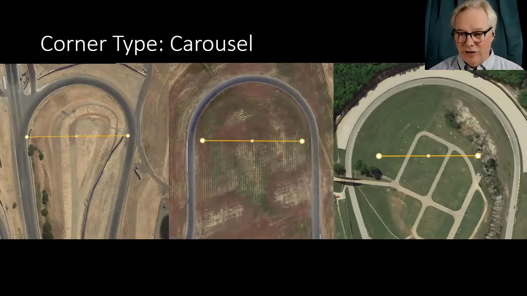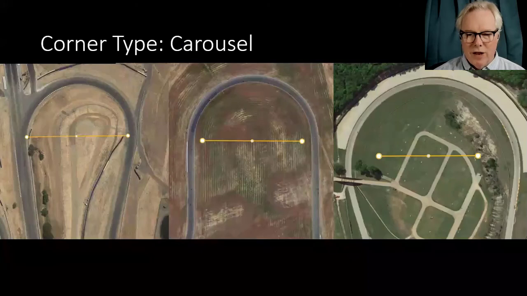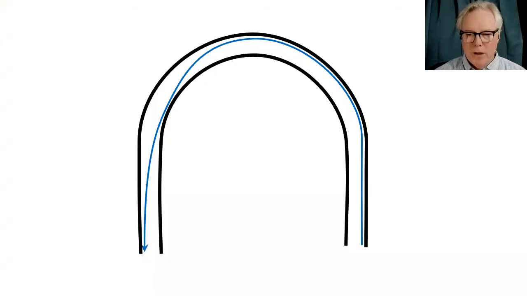Here's another example of a corner type. I call this carousel. Two of these corners are actually named the carousel. Does anybody recognize where these corners are? Far right is, again, Road America, the carousel. In the middle, we've got turn 2 at Thunderhill. And then on the left, we've got the carousel at Steers Point. So this diagram is kind of modeled off of turn 2 at Thunderhill.